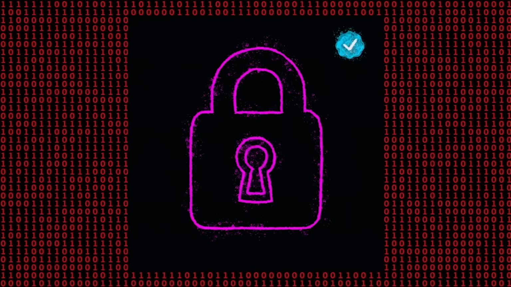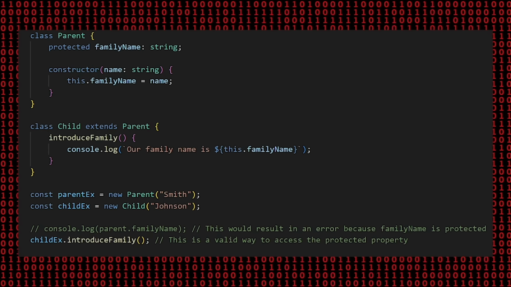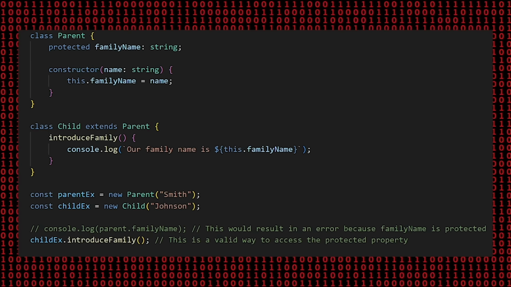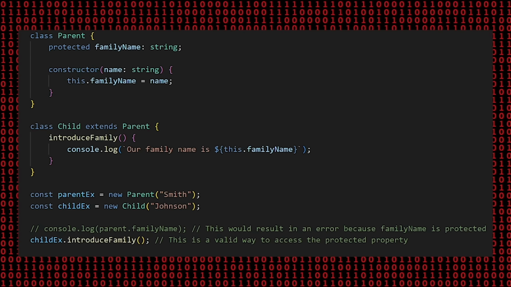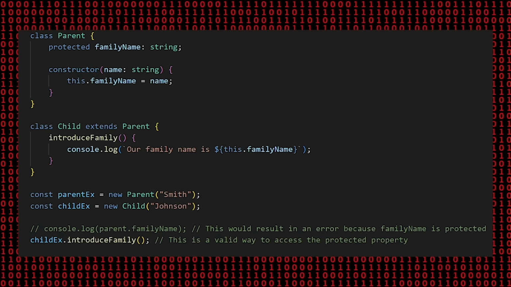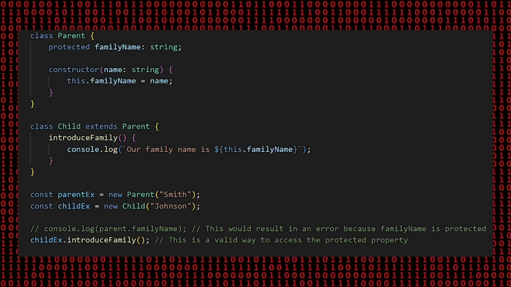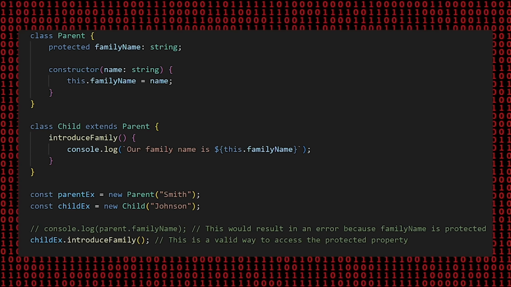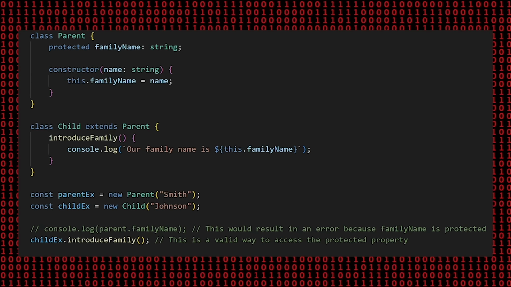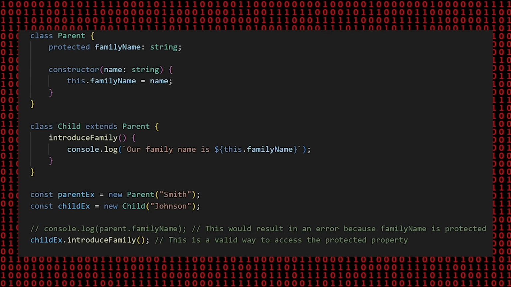And here we have protected: members declared as protected are accessible from within the class they are defined in and from subclasses, derived classes. You cannot access protected members from outside the class or from unrelated classes. As you can see, you can access the name from the parent class and from the child class, but you cannot get it from outside the class.